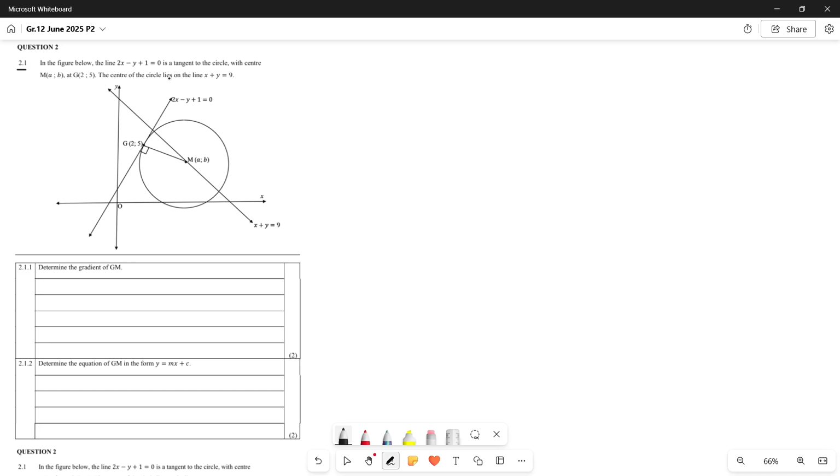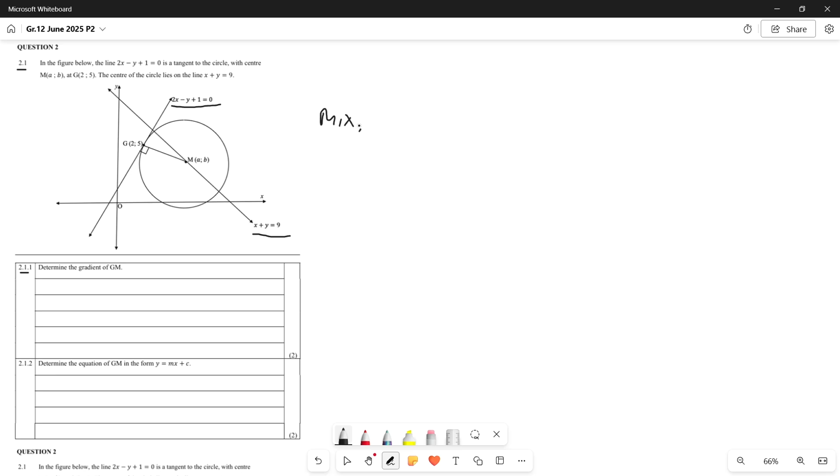The center of the circle lies on the line x + y = 9, so we have this line over here. 2.1.1: determine the gradient of GM. Only 2 marks. The gradient of GM has everything to do with this tangent line because we don't have the coordinate M yet. That only comes later.